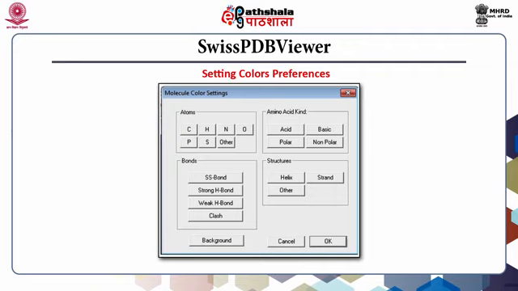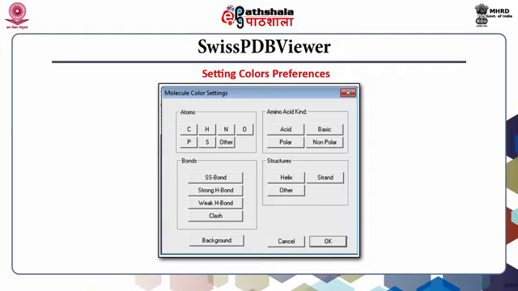For amino acid side chain colors, set as per the side chain type. For example, for acidic side chains of aspartate and glutamate, set the color as red. For basic side chains of lysine, arginine, histidine, set the color as blue. For polar side chains, set the color yellow, and for hydrophobic side chains and aromatic side chains, set the color as gray.